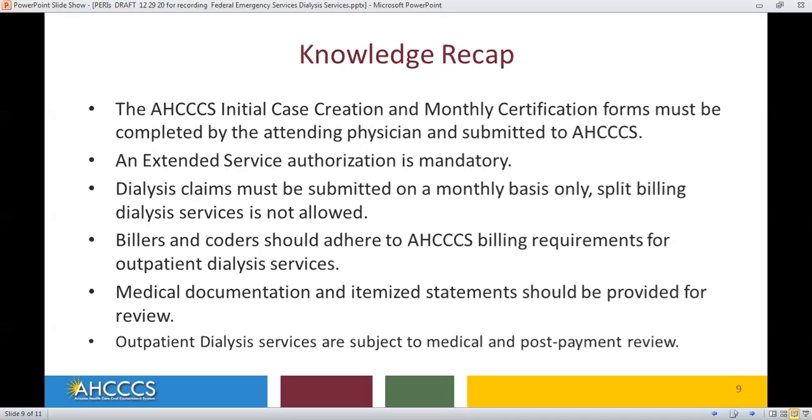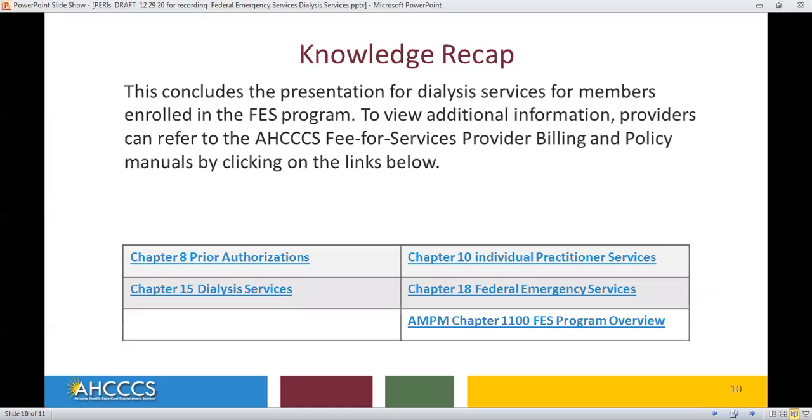Billers and coders should adhere to Access billing requirements for outpatient dialysis services. Medical documentation and itemized statements should be provided for review. Outpatient dialysis services are subject to medical as well as post-payment review.